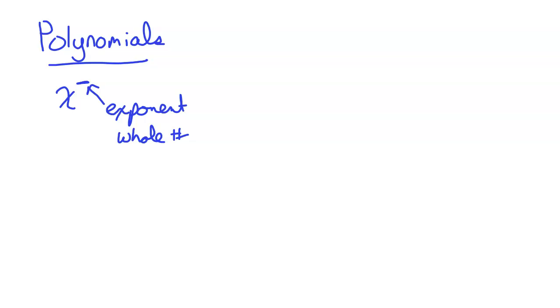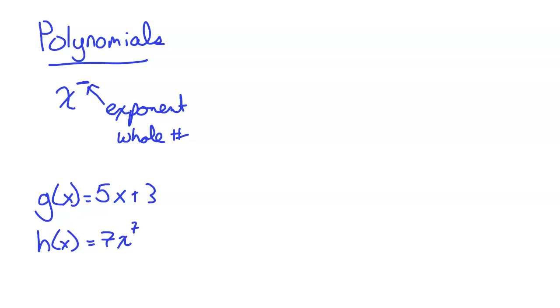What I mean by that is polynomials are things such as g of x is equal to 5x plus 3, or maybe h of x is equal to 7x to the 7th minus 5x to the 4th plus 3. These are both polynomials because we have x raised to whole number powers.